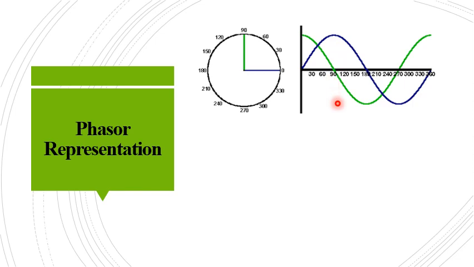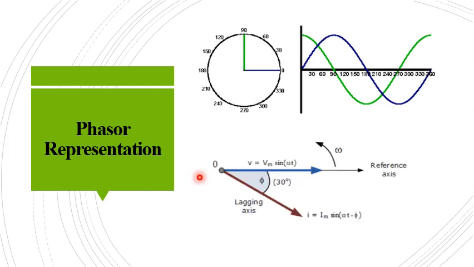Next, let's see how we can represent two quantities. First one is a voltage quantity, which is Vm sin omega t, and the second one is a current quantity, that is i equal to Im sin(omega t minus phi). That is, current is lagging your voltage by an angle phi. Then the phasor diagram will be like this.